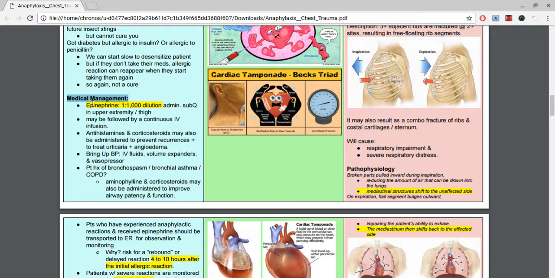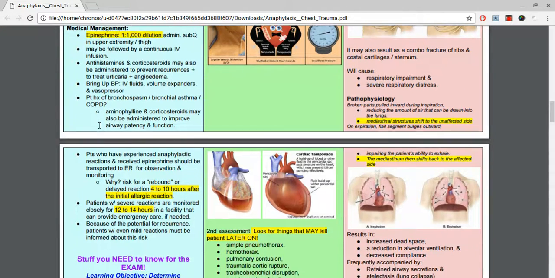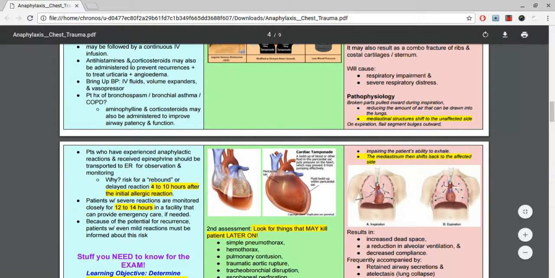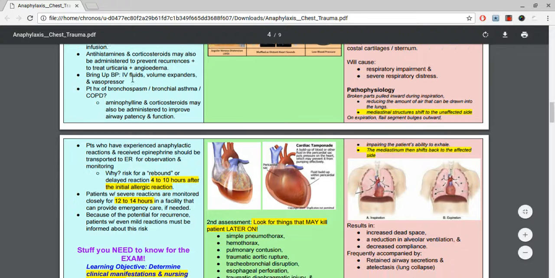Medical management. Epinephrine is going to be in a 1 to 1000 dilution, and it's administered sub-Q in the upper extremity or the thigh. It may be followed by a continuous IV infusion, and antihistamines and corticosteroids may also be administered to prevent reoccurrences and to treat other problems.